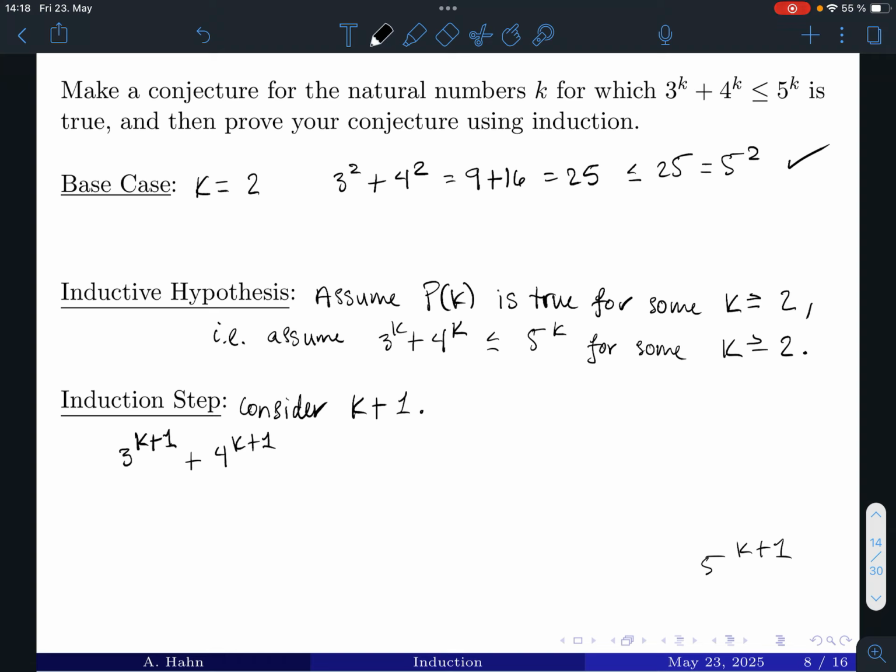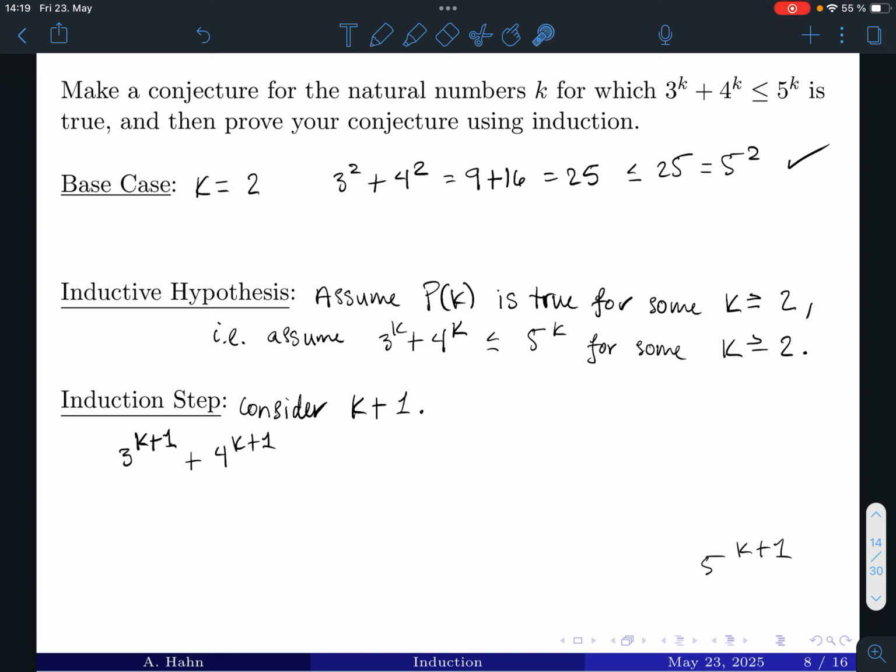And it's not always going to be clear what exactly you need to do. So yeah, let's just jump into it. One thing that we do know is that we need to use the inductive hypothesis. So eventually we need to write down something involving 3 to the k plus 4 to the k so that we can use the inductive hypothesis.